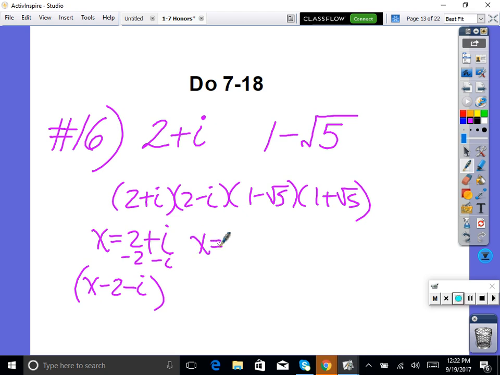Then we also have x is equal to 2 minus i. So now solve for x here. Wouldn't we subtract 2 plus i? Yes. So we're going to have x minus 2 plus i. That's what we're going to be multiplying out. Don't do that. Does that make sense, everyone? Sweet. Same thing with that one.